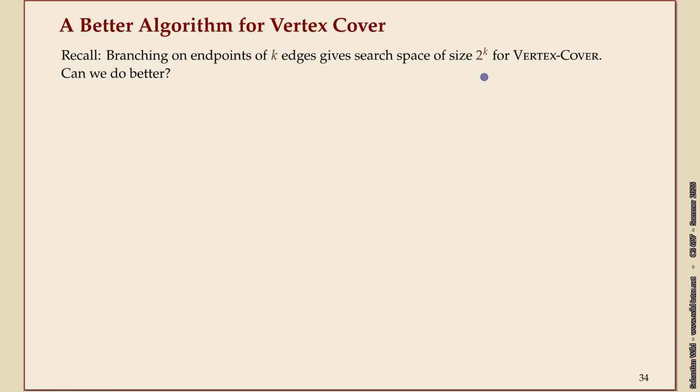Recall the very simple FPT algorithm for vertex cover. It was virtually the first example we've seen after the one for SAT. It's the first one where we get something that's not completely obvious. You can branch on the two endpoints. That gives you a search space of 2 to the k for vertex cover. After that, you either have a vertex cover of size at most k, or you know there is none of that size.